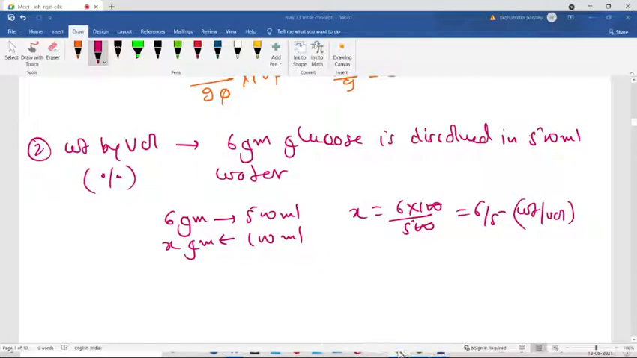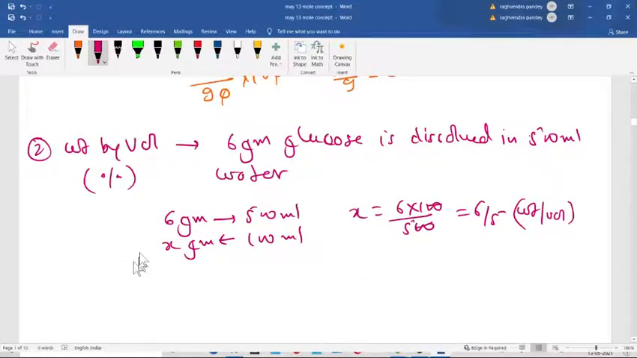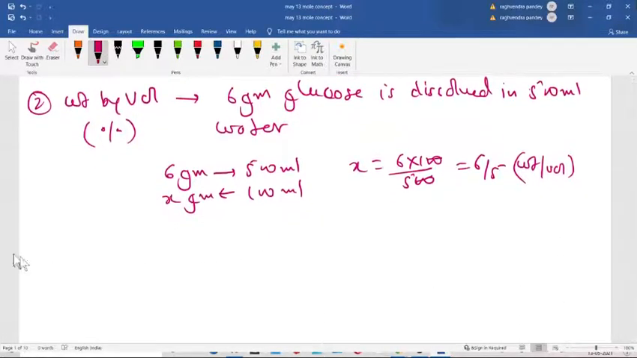Okay, so where were we? Yes, so this is your weight by volume percentage. It is a simple percentage sort of thing, but it comes regularly in the exam. It is 6 by 5 percent, sorry for that. That is 1.2 percent.